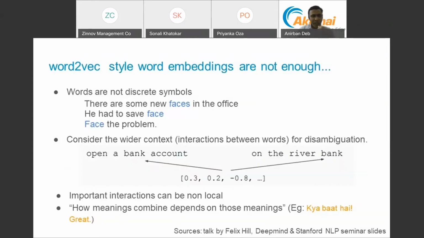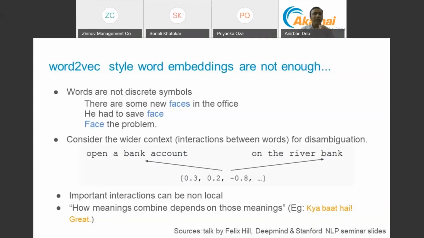So word2vec, I just talked about it, but these representations are discrete symbols being encoded into vectors, and they're not enough. The first example here is these three sentences. The word face has slightly different meanings in the three sentences. So even if you had a single token representation with one vector, it would not exactly represent the meaning. It changes based on context.